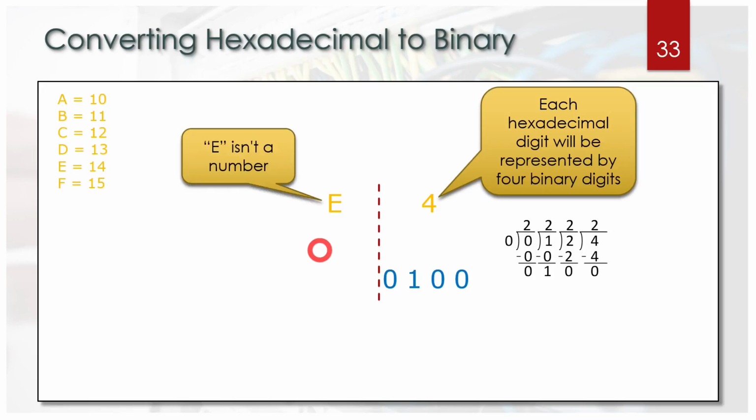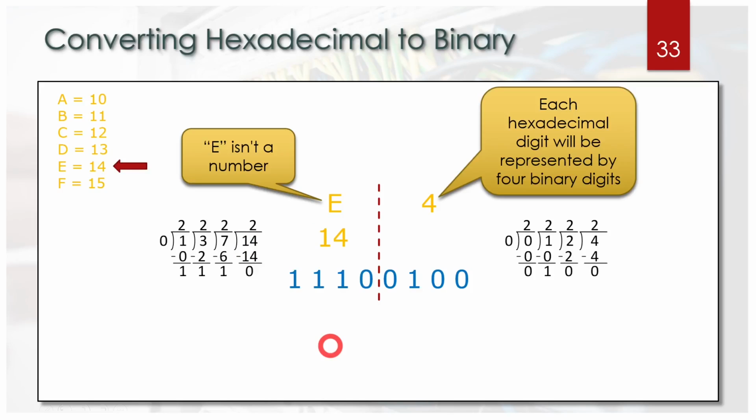So since E isn't a number, we're going to have to look it up in the table here, and E equals 14 decimal. So we're going to use that to use this same process to figure out what our binary digits are over here. So 14 is the value that we want to use, and we're going to take 14 and continually divide it by 2 and drop the remainders down here to get our binary equivalent of this decimal number, which in hexadecimal was represented by the letter E. So that is how we converted from hexadecimal to binary.